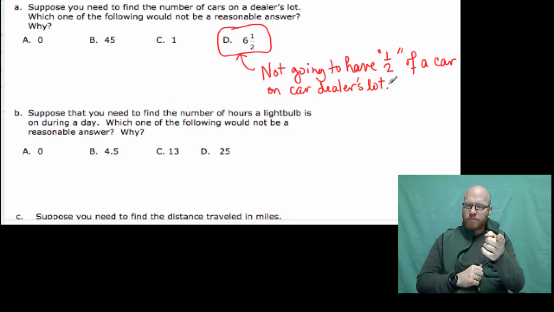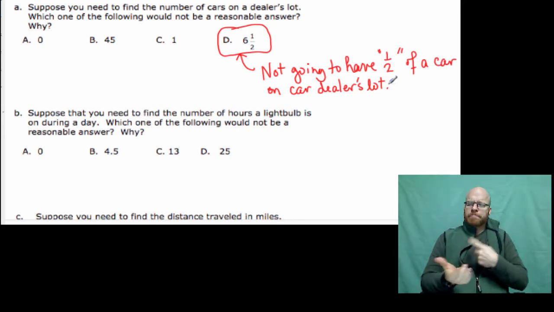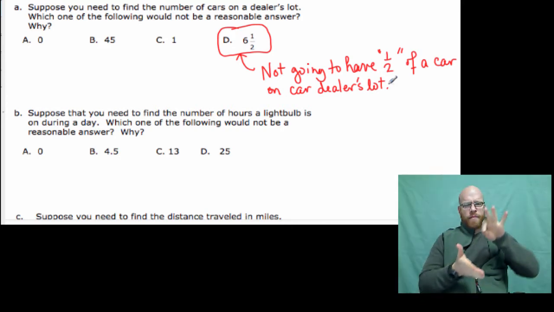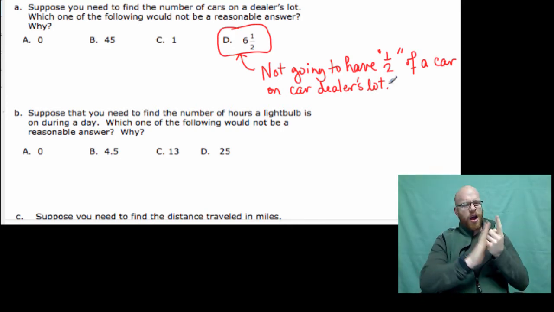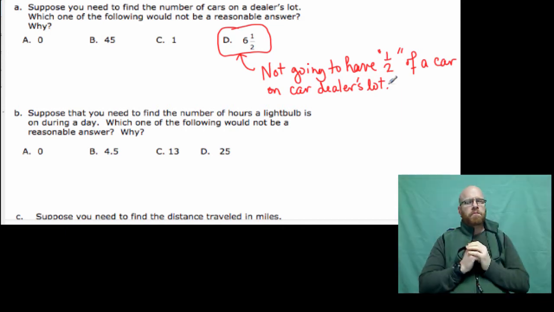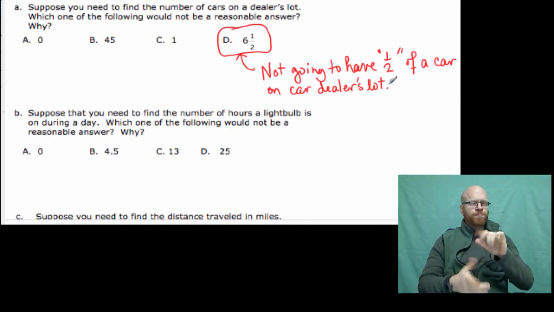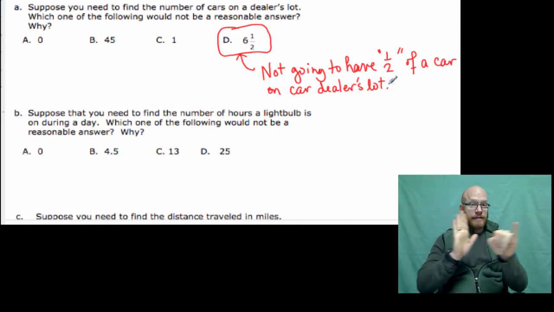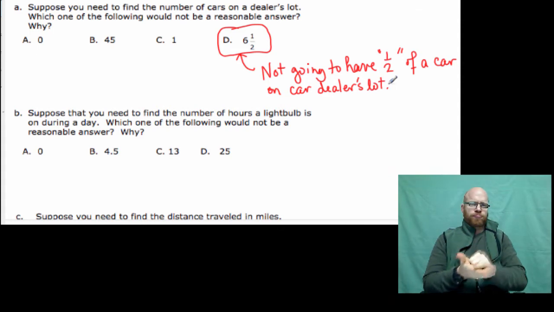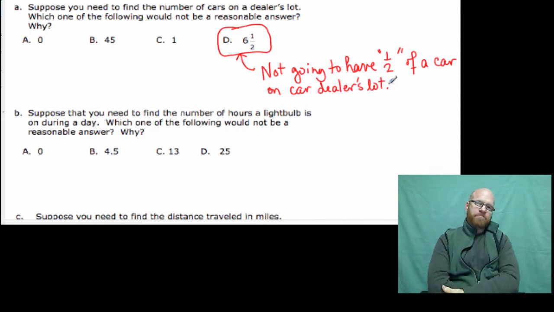Now, example B. If a problem were to ask me to count the number of hours a light bulb is on in one day, we have several answers. One answer is impossible; 3 answers are possible. I'll give you a minute to think about that and see if you can find the answer that's not possible to be correct.